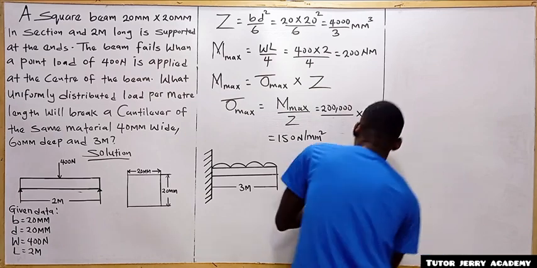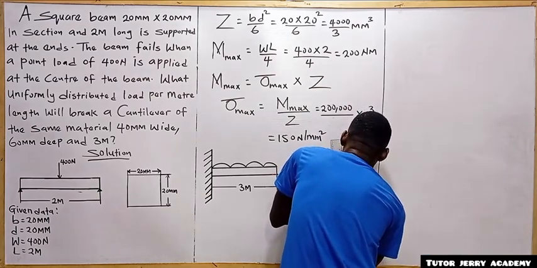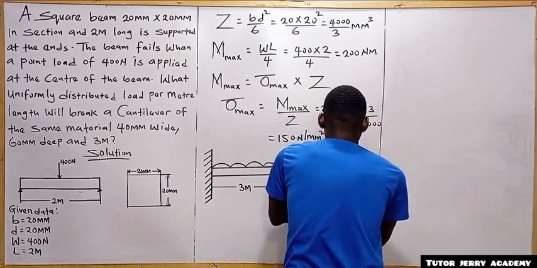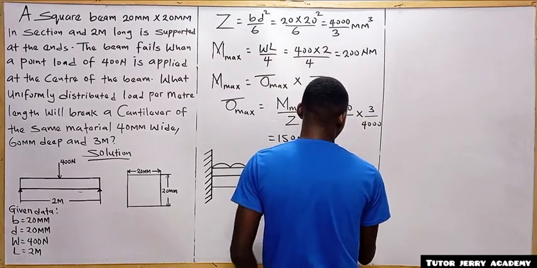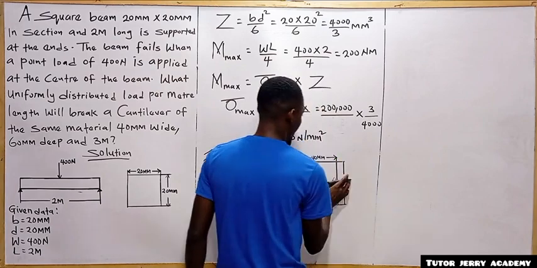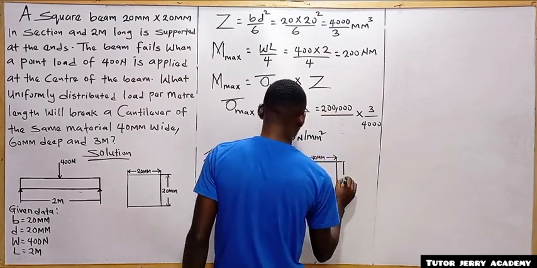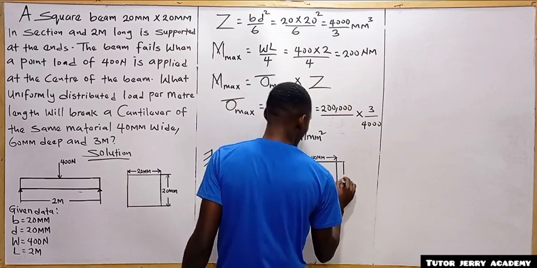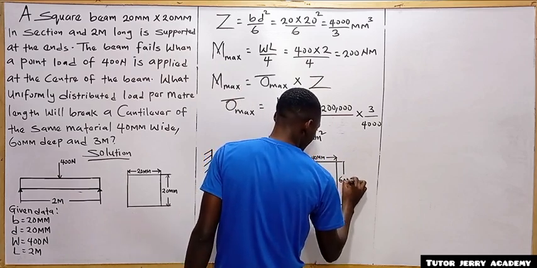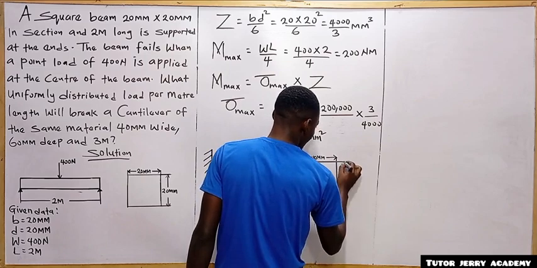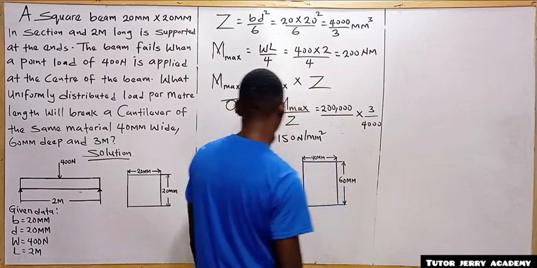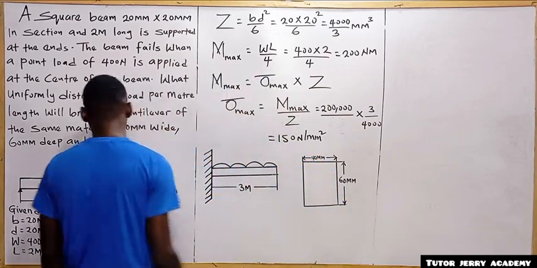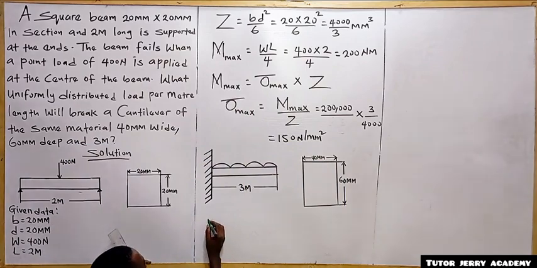So please ensure your work is very, very neat when you are solving engineering questions, and you have to be very, very fast. Right? Then the depth is 60. All right. So this is the information. So let's bring out the given data here now for this cantilever.